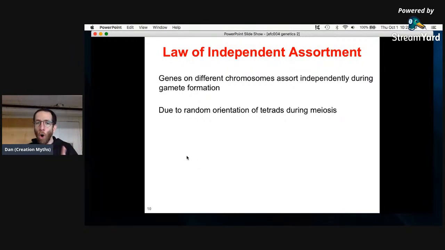So he was wrong in that independent assortment is universal in the genome. But what he got right is that genes on different chromosomes assort independently when you're making gametes, when you're going through the process of meiosis. And this has to do with the orientation of those tetrads, those associations of homologous chromosomes, because the orientation of those tetrads, in terms of which way dad's chromosome is facing and which way mom's chromosome is facing, is random. So you can have it one way or the other way, and the probabilities are equal.